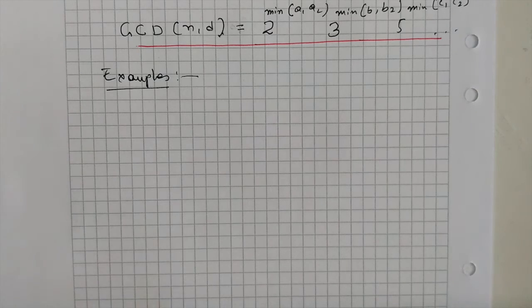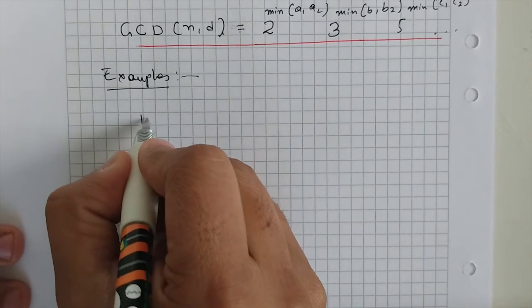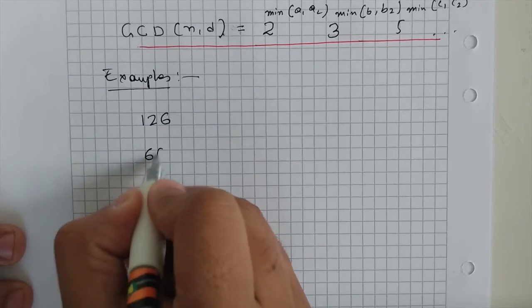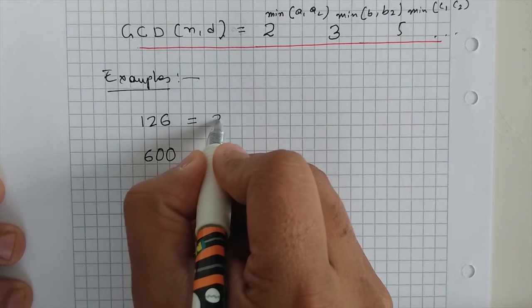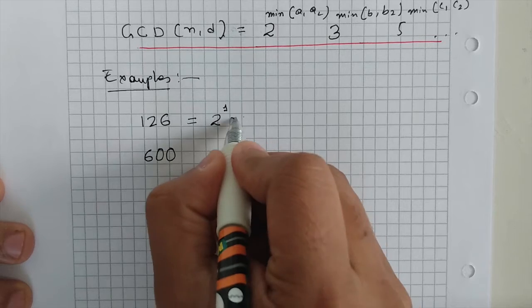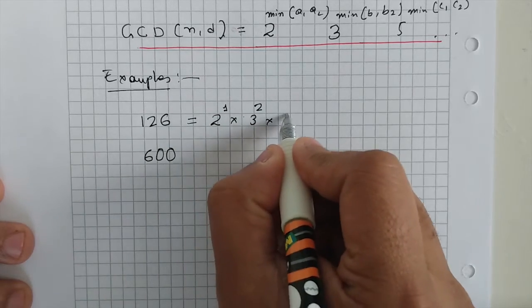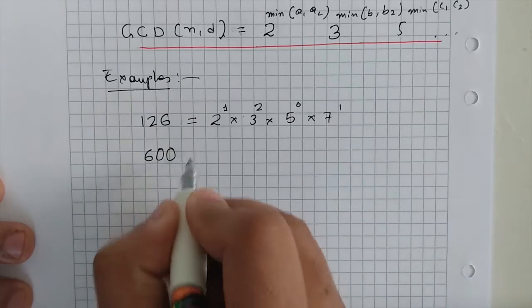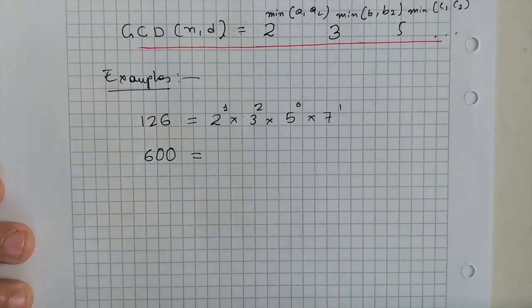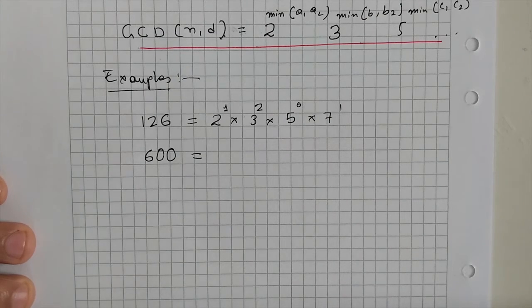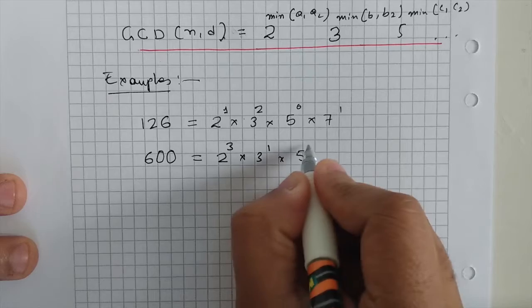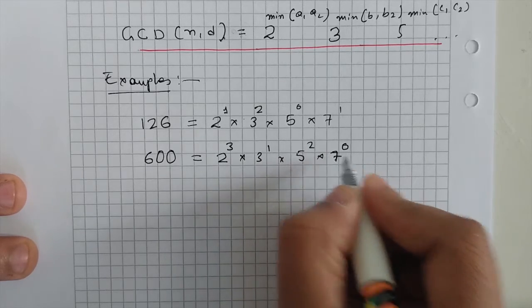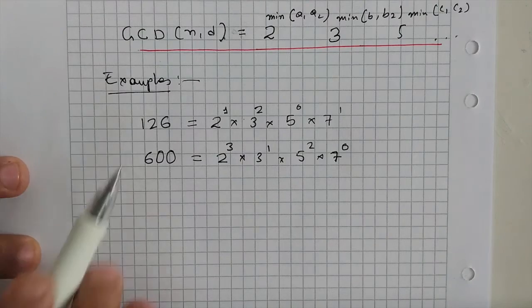Let's take an example. Suppose one number we have is 126 and another number we have is 600. So 126 in its prime factorization looks like 2 power 1 times 3 power 2 times 5 power 0 times 7 power 1. And 600 in its prime factorization, when we break it down to the smallest possible numbers, those are the prime numbers, we get 2 power 3 times 3 power 1 times 5 power 2 times 7 power 0.